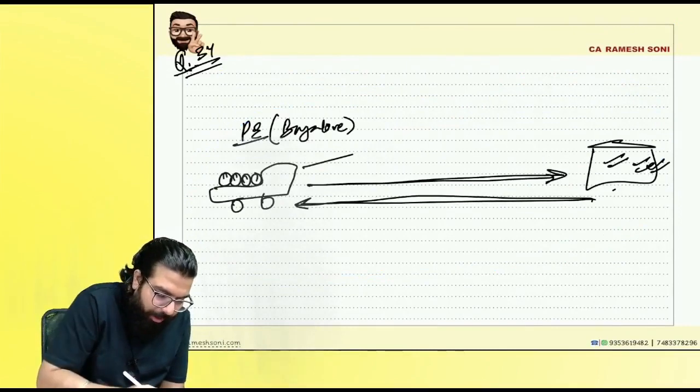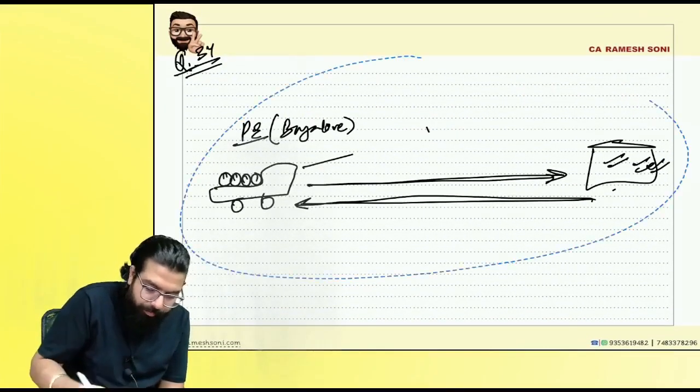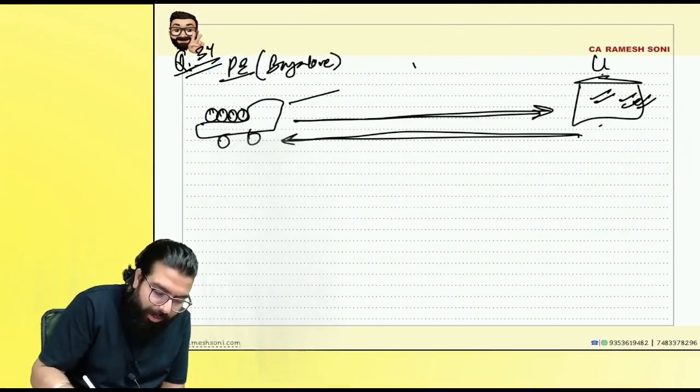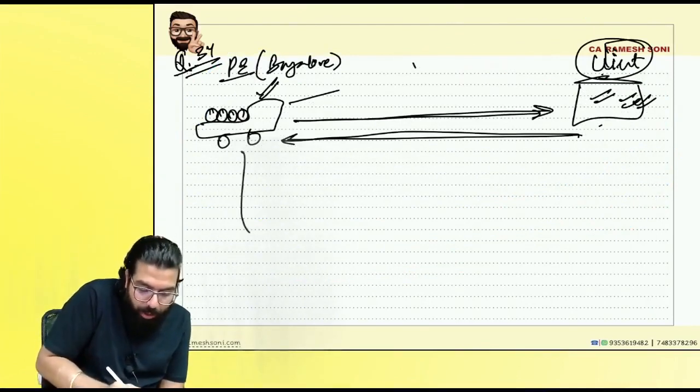Sometimes, this truck, what will happen? First of all, this truck from Bangalore can also go directly to the client location. Is my point clear? Whose client is this? Bangalore, my client.